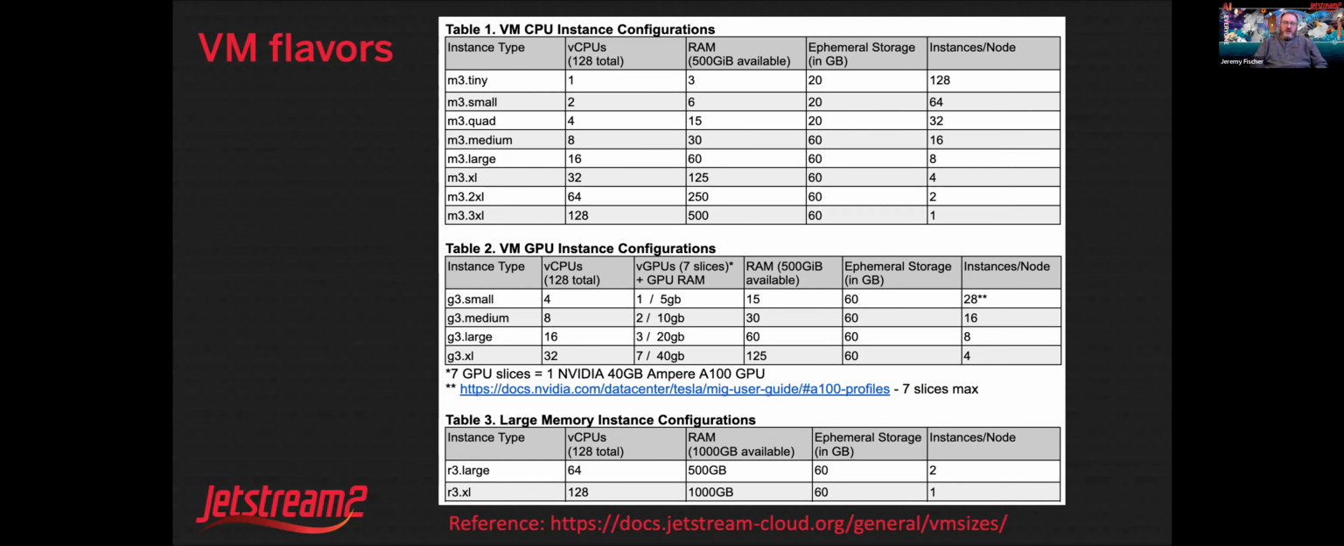So, a quick look at the flavors. If you've ever used any of the commercial clouds, this will look familiar. It's not revolutionary here. We have a nice array of VM sizes from one core up to 128, and from 3 gig of RAM up to 500 gig of RAM on the regular side, and then on large memory up to a terabyte. You can see how we slice and dice the GPUs up here as well. There's a reference link for information about the NVIDIA side of things. And at the bottom, you can see where this page data actually comes from, and you can review that on your own as well. These do evolve over time, but this is generally what we expect to see for the life of Jetstream 2.